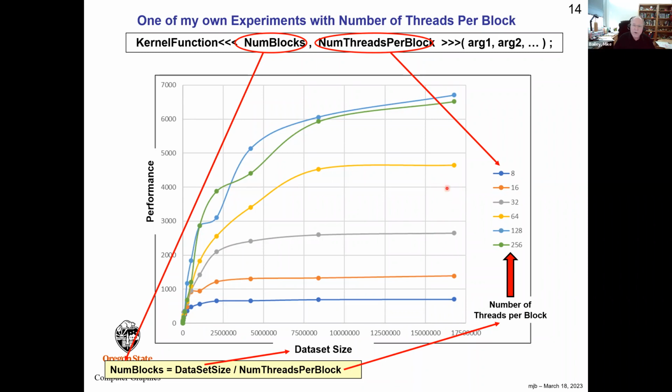And 128 gives you another jump, but you can see that 256 doesn't really help you that much. So in this case, I would probably just leave it at 128 and just allocate more blocks. But anyway, this is the kind of way you think about it. The number of blocks is the data set size divided by the threads per block.